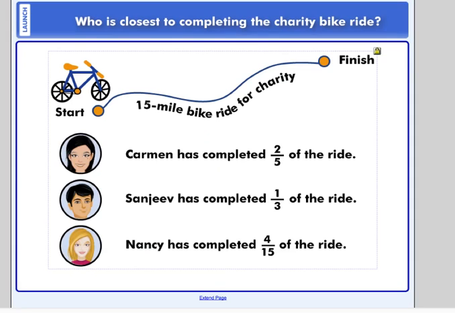Now, let's say you're asked to compare fractions through a story problem. Who is closest to completing the charity bike ride? Okay, we've got a 15-mile bike ride for charity. Carmen has completed 2/5 of the ride, Sanjeev has completed 1/3 of the ride, and Nancy has completed 4/15 of the ride. Now, there's many different ways that you can solve this problem. Here's one that I'd like you to consider.